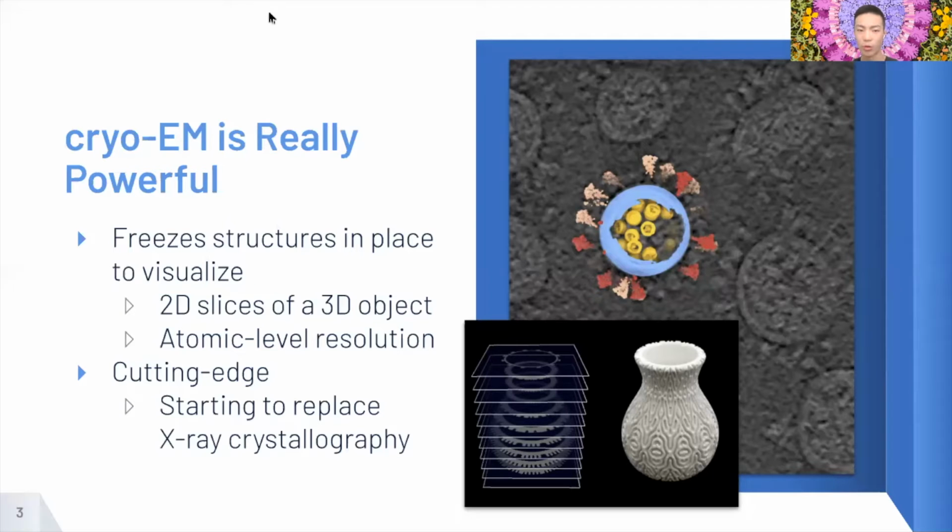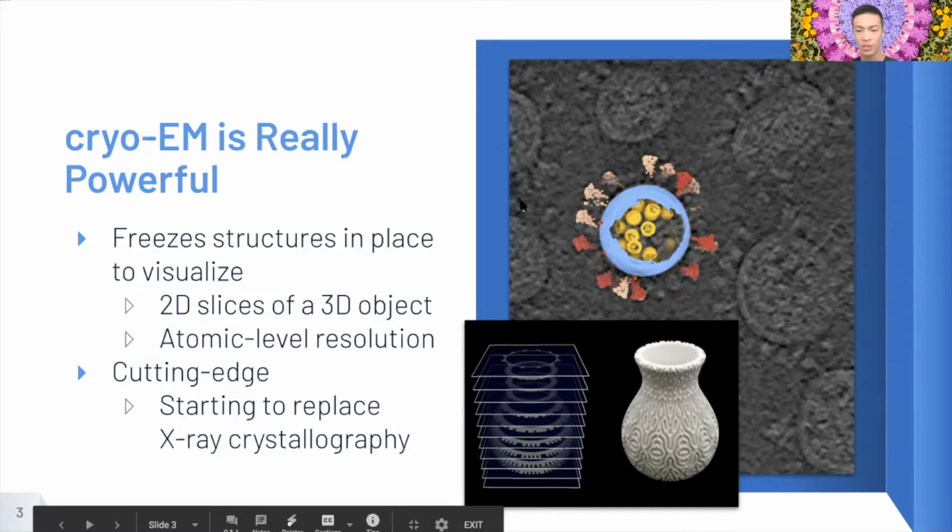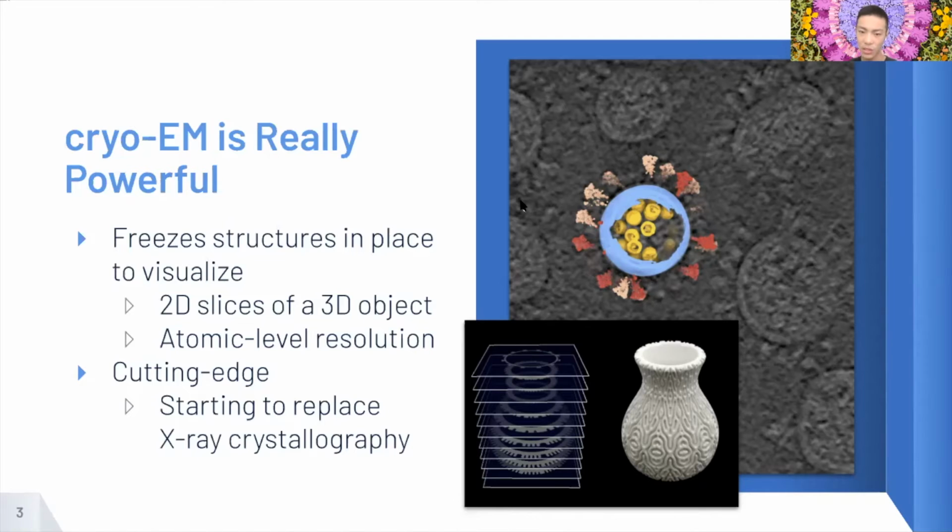The way cryo-EM works is it takes a bunch of 2D slices of a 3D object. You can see down here with the vase that if you take 2D slices of it, you get a bunch of circles. But if you put that together, you can reconstruct what the 3D object looks like. It's a little bit more complicated than this, but this gets at the basic gist of it. What's really cool about cryo-EM is that it gives you atomic level resolution, so you can pinpoint the exact place that each individual atom is, which I think is really cool.